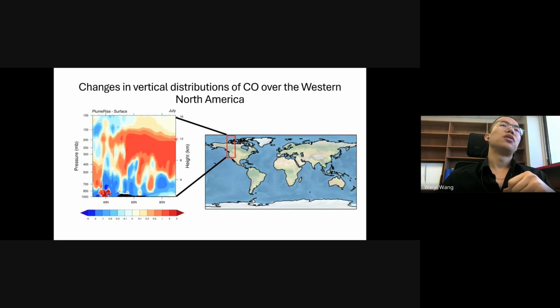Next, this panel shows the changes in vertical distributions of carbon monoxide concentrations over the Western North America. And the difference between two simulations are shown in this figure. So the polymerized can enhance the carbon monoxide concentrations at higher altitude between 4 and 12 kilometers, especially over the boreal and the Arctic region.